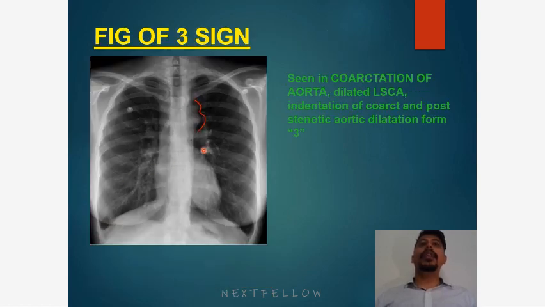Figure of three sign seen in the coarctation of aorta. So this is the dilated left subclavian artery. Then this is the indentation of the aorta, and post-stenotic aortic dilatation forms the figure of three sign in the coarctation of aorta.